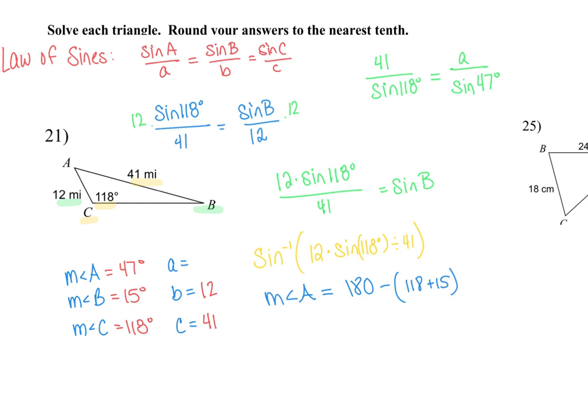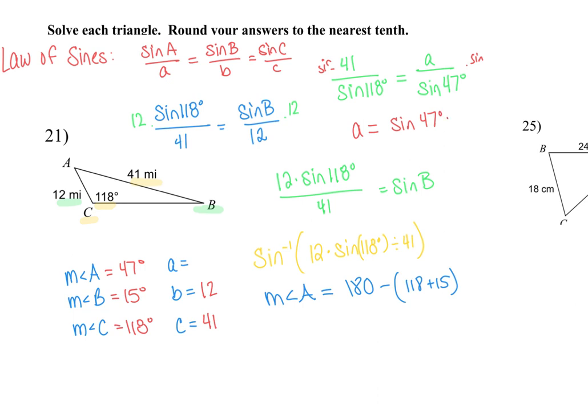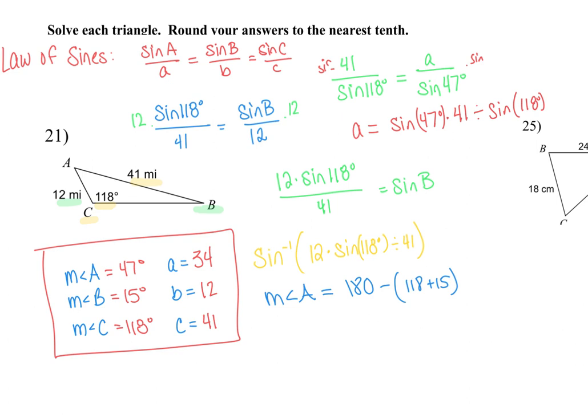All right. This time I don't need to use inverse trig functions because I am not solving for an angle. I multiply both sides by this sine value, and I'm going to see that a equals the sine of 47 degrees times 41. Make sure you close parentheses after that sine, divided by the sine of 118 degrees. To the nearest tenth, it rounds, and you should get 34 there. You have solved your entire triangle.